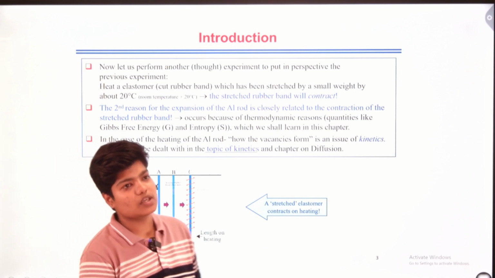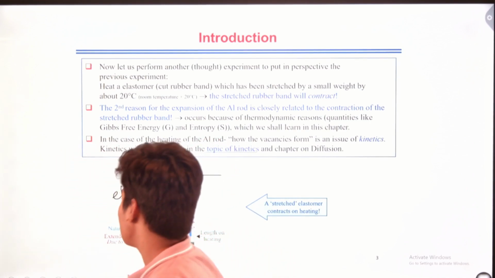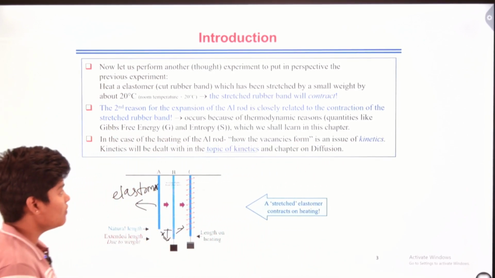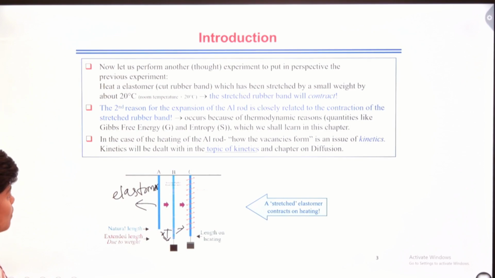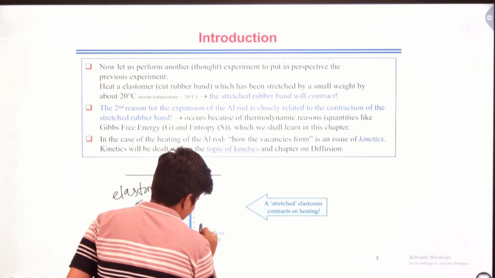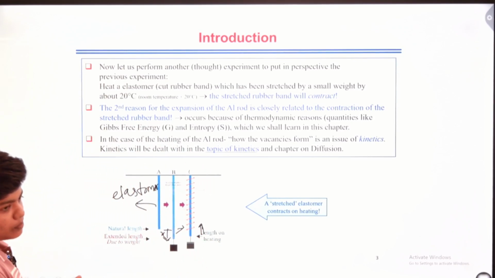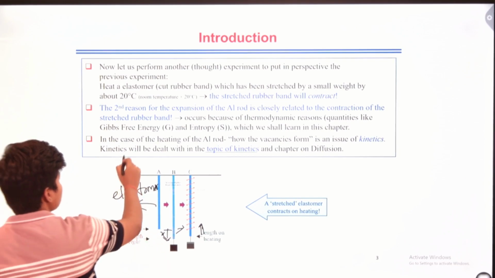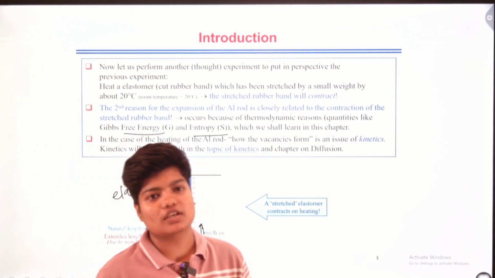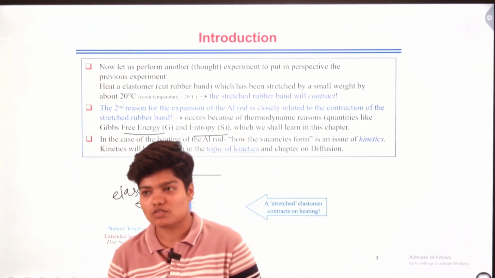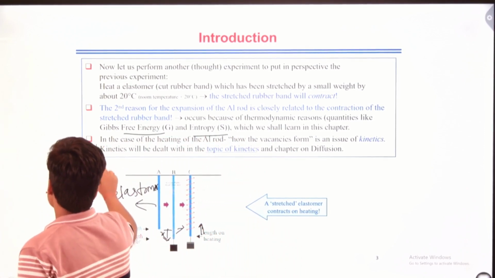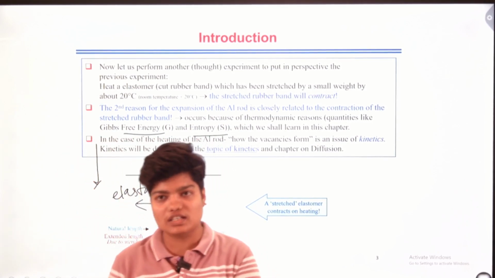This contraction may be due to the vibration of atoms, or maybe the second reason from the previous experiment, that is, the concentration of vacancy. So why does this happen? Why, after heating, does the expanded elastomer contract to its previous length? It can be because of some potential, which gives free energy, or entropy. It is a thermodynamic parameter: free energy, or entropy, meaning some randomness, some perturbation we can say. So these are the terms behind why, after heating, it stretches and why it contracts.